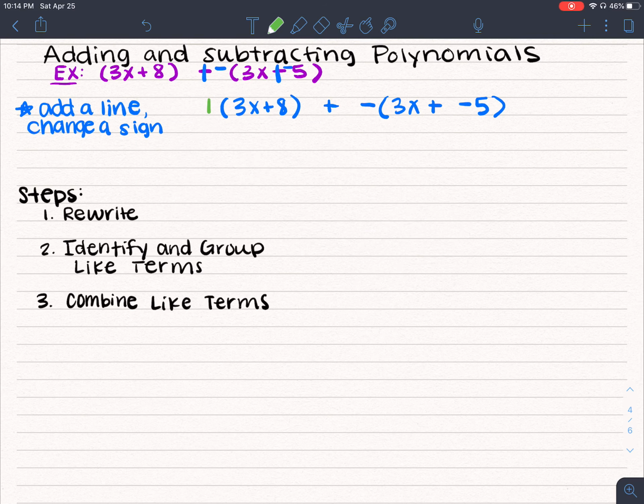So I have a positive outside of this polynomial, which, as we remember from our last problem, means I can just drop those parentheses. So I'm going to rewrite 3x plus 8. But wait, I have a negative outside of this, and not a positive. So what does that mean for us? What is hiding between that negative sign and our polynomial in parentheses there? A 1.